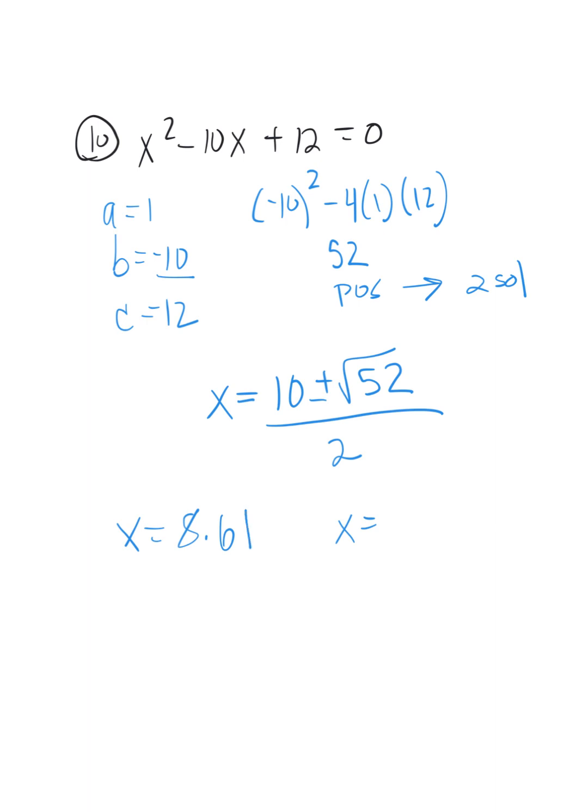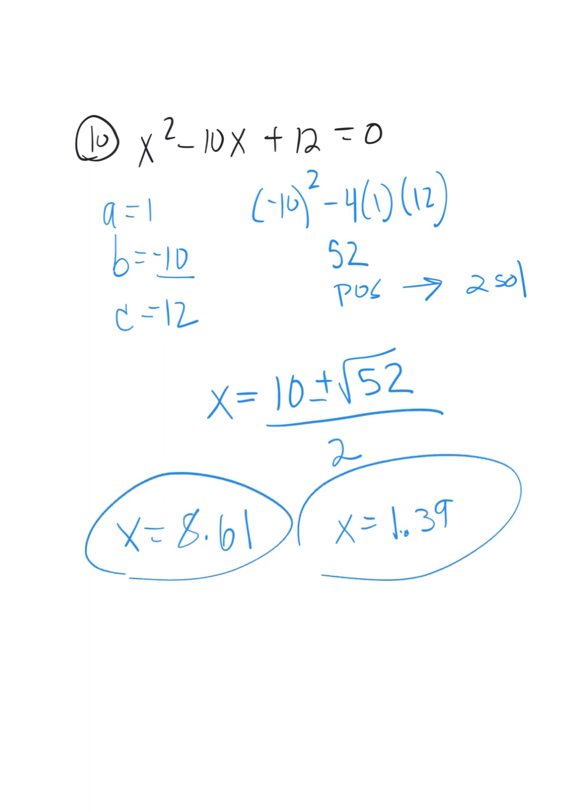And now we're going to do 10 minus, remember use minus, not negative. And then remember that you still need to divide it by 2, round it to 2 decimal places, 1.39. And so there are our two solutions.